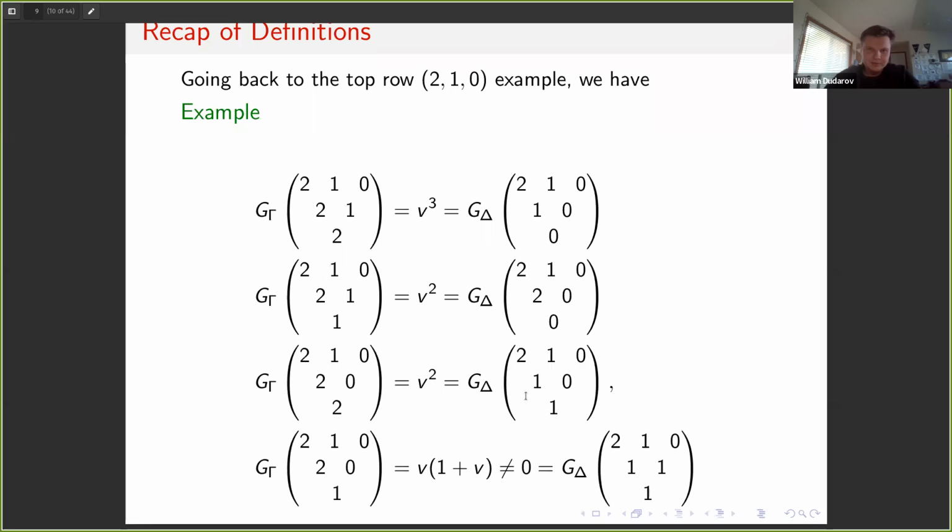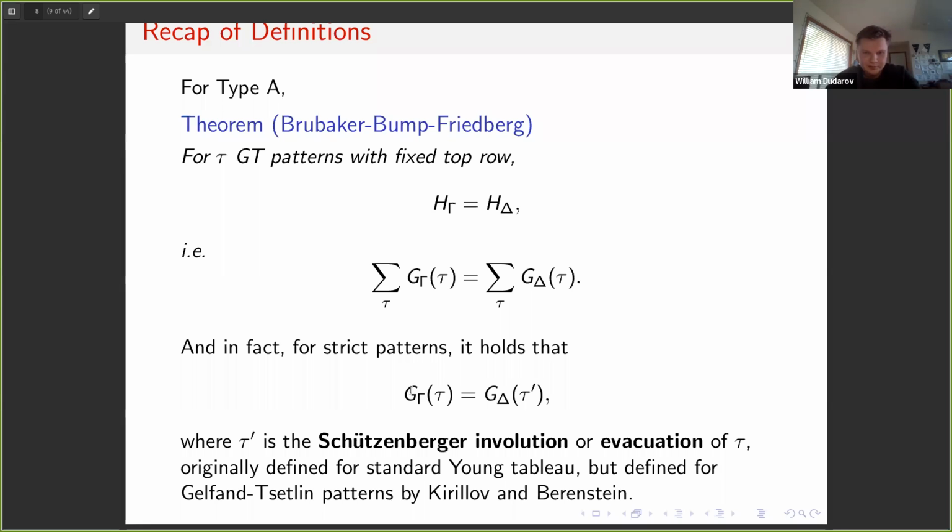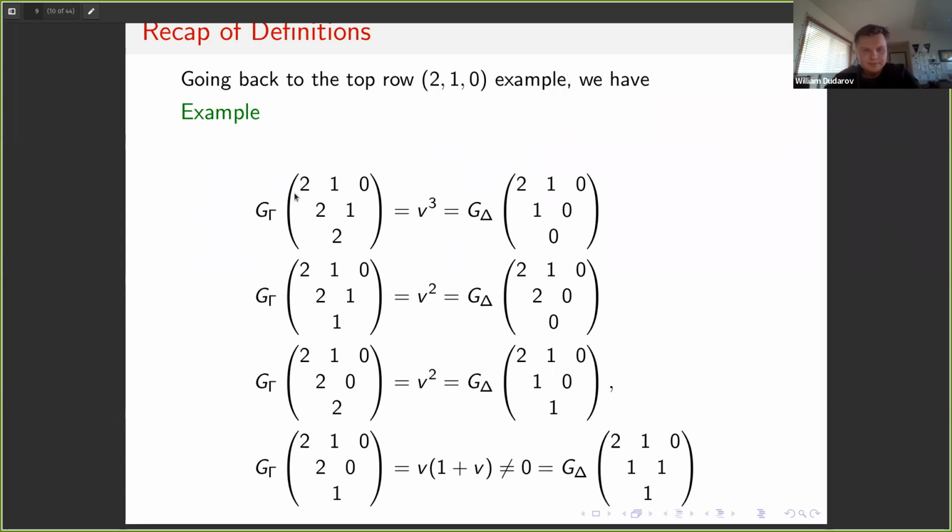Going back to our top row 2, 1, 0 example, to focus on this bit, take this tau. You apply the Schützenberger involution, or the evacuation, you get this, and in fact, g gamma of this equals g delta of this: take the g gamma of this, take the g delta of that. This holds for these strict patterns, but when you take the Schützenberger involution of this, you get a non-strict pattern, and then the g delta of this is not equal to the g gamma of that.